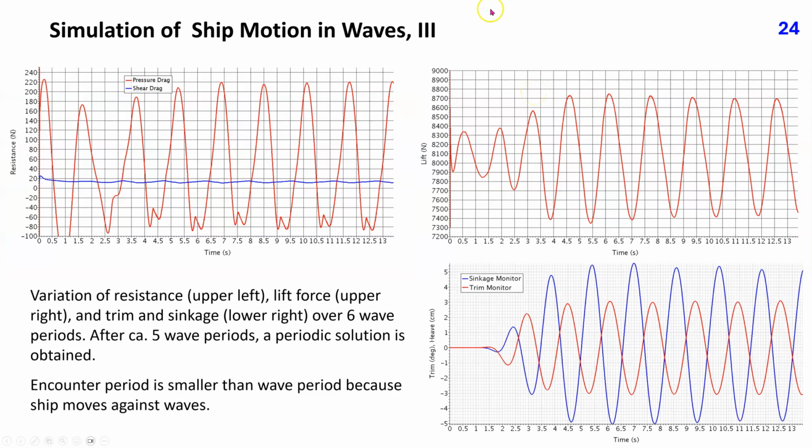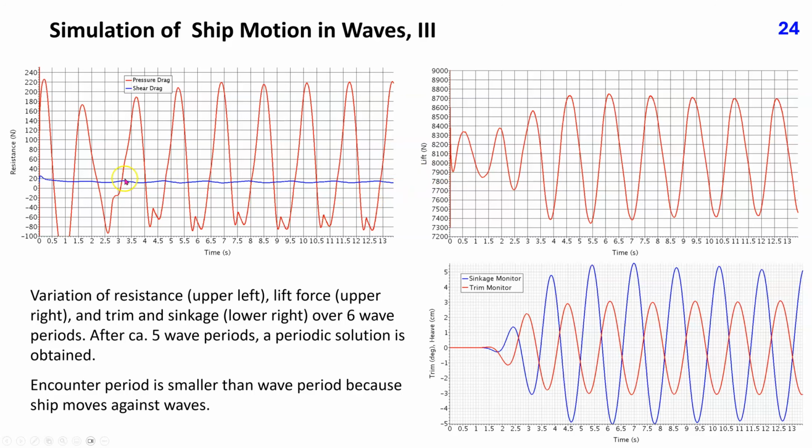These plots show the variation of resistance, lift force, and pitch and heave motion over 6 wave periods. After circa 5 wave periods, a periodic solution is obtained. Note that the encounter period is smaller than the wave period because the ship moves against waves. This is why we see 8 wave encounters in these plots.